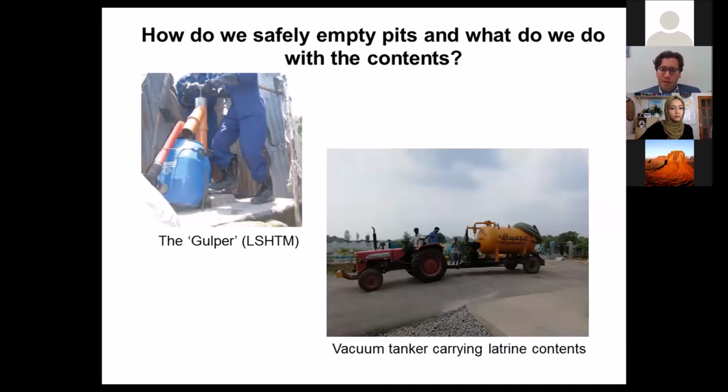And even if they do have a sustainable way to empty their latrines, there isn't always a safe disposal method for the contents. Somebody might use this vacuum tanker to empty the latrine, but then they might go dump it into a river or dump it into a drain, which is really canceling out the positive benefits of sanitation, because you're introducing a health risk back into the community. So we also have to think about, if you are able to empty the latrine safely, what do we do with the contents of the latrine to manage it safely?